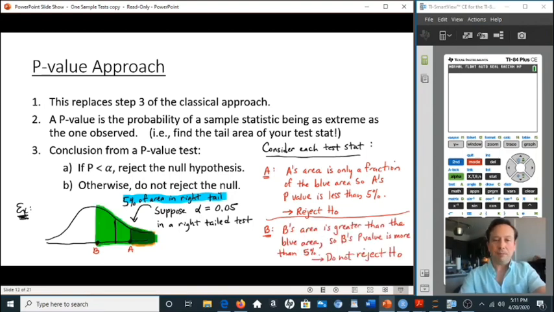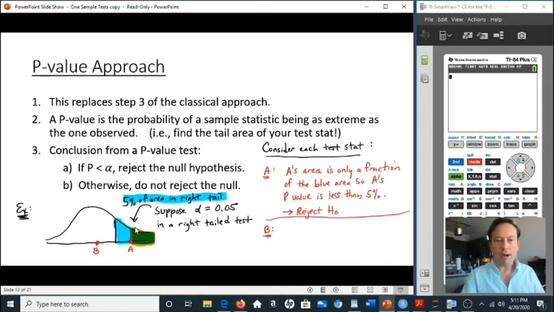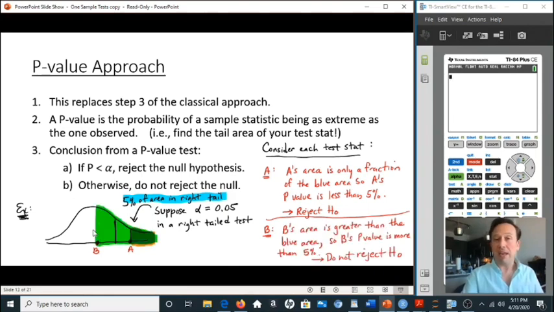Now, whereas B, when you look at B and you find, all right, what's the right tail area of B? Because it's a right tail test, so find the right tail area. It's more than 5% because this green area is covering more than the blue tail area. Remember, the blue tail area was this portion. B covers more than that, so it has to be more than 5% area. So therefore, B's p-value is more than 5%, which would be our conclusion here. Otherwise, do not reject the null.